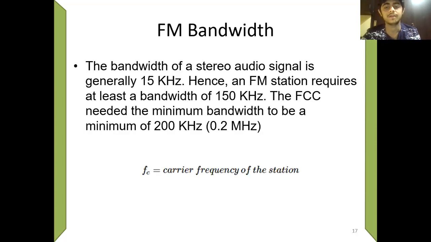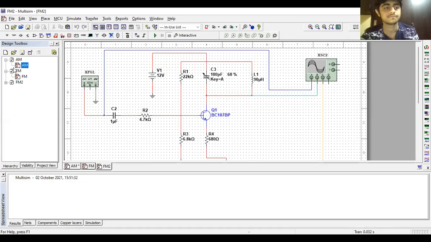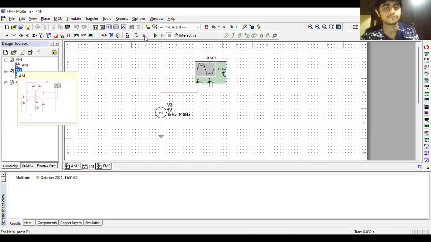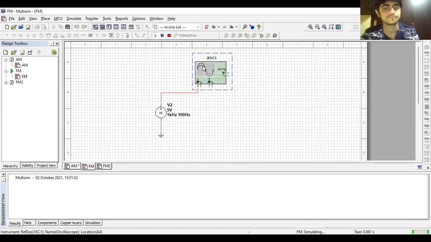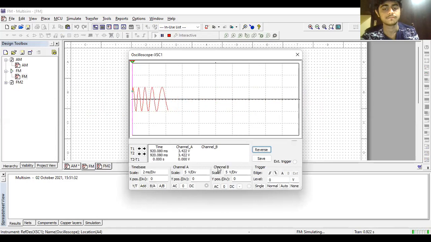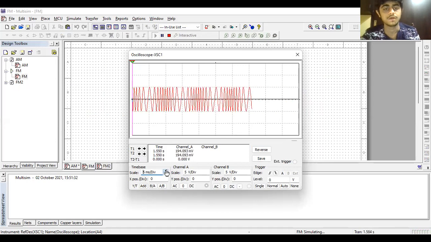Now we can see the practical of frequency modulation. This is the waveform of FM modulation, frequency modulation.